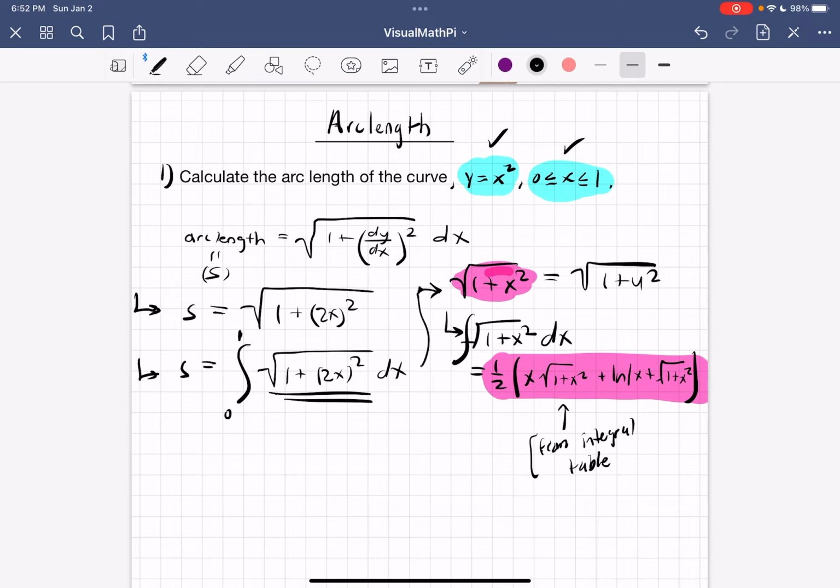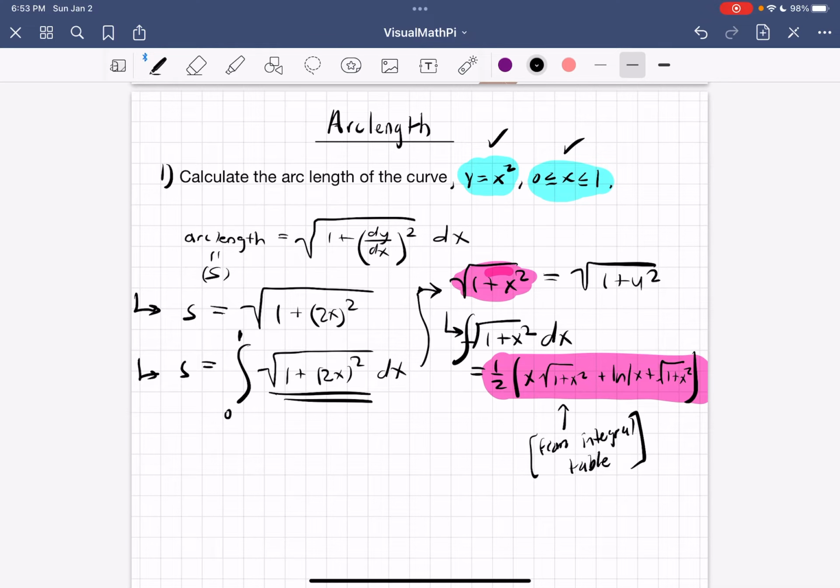Typically these integral tables will be given on the exam, or the teacher will want you to memorize them, because if you don't have that integral table, trying to take the integral of the square root of 1 plus x squared is a bunch of long math that can be pretty tedious, which isn't the point of this. The point of this is to solve for the arc length.